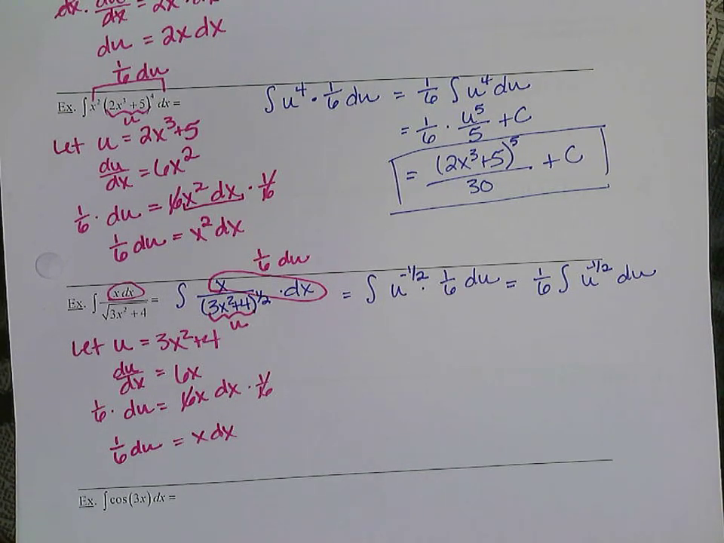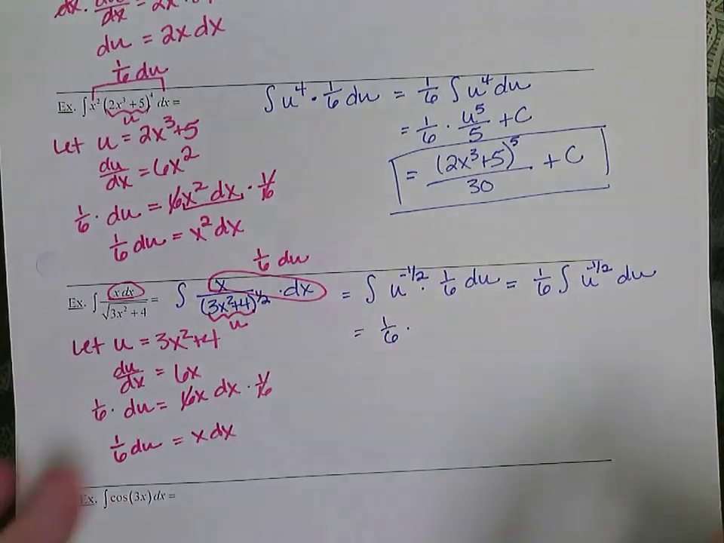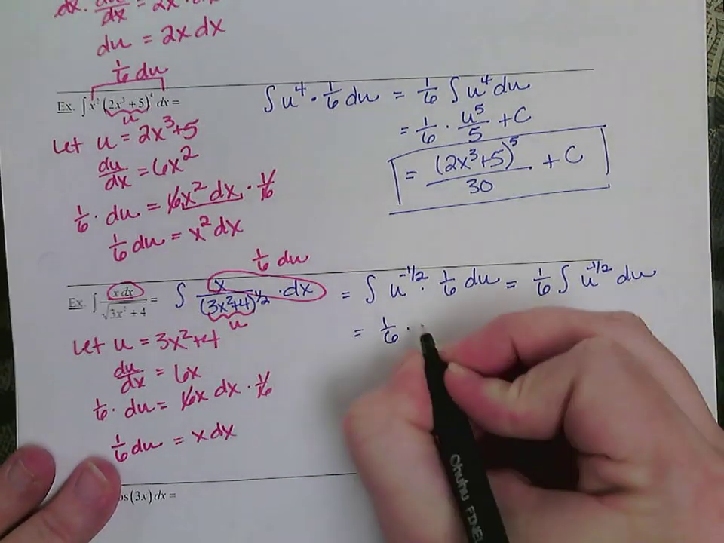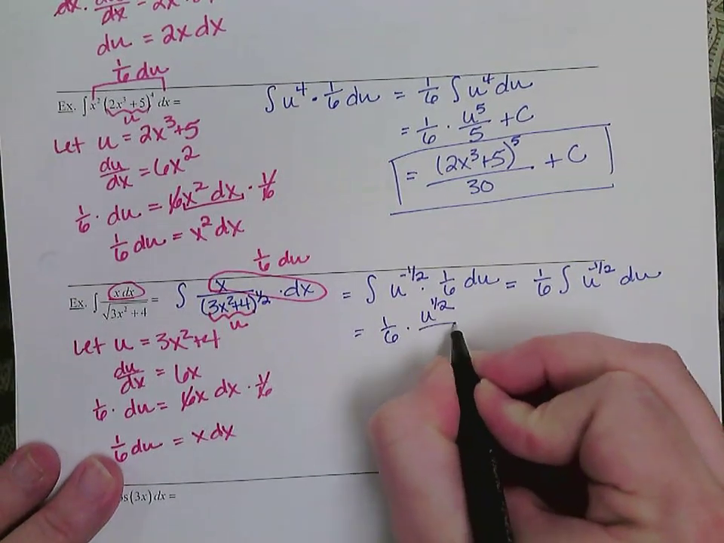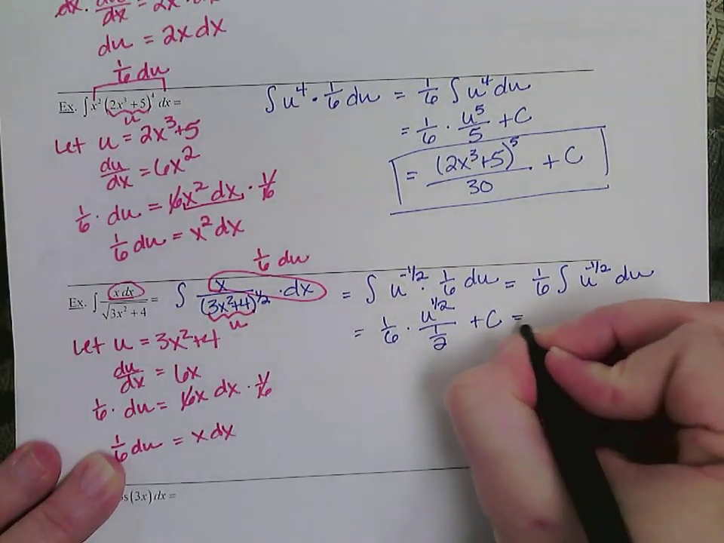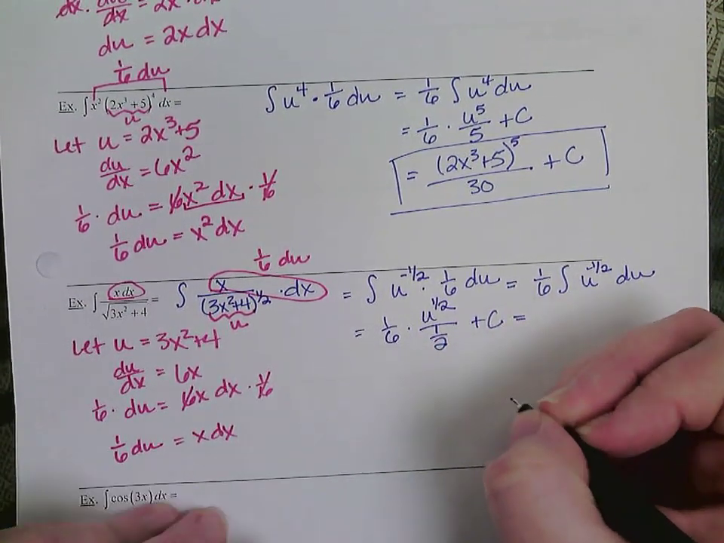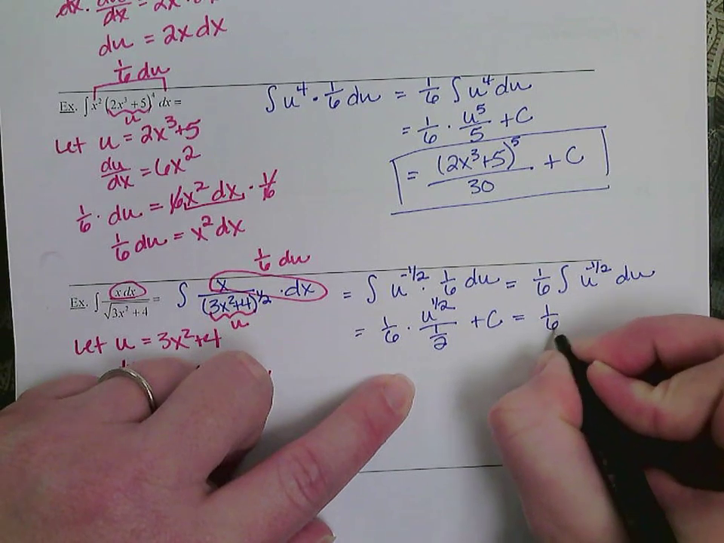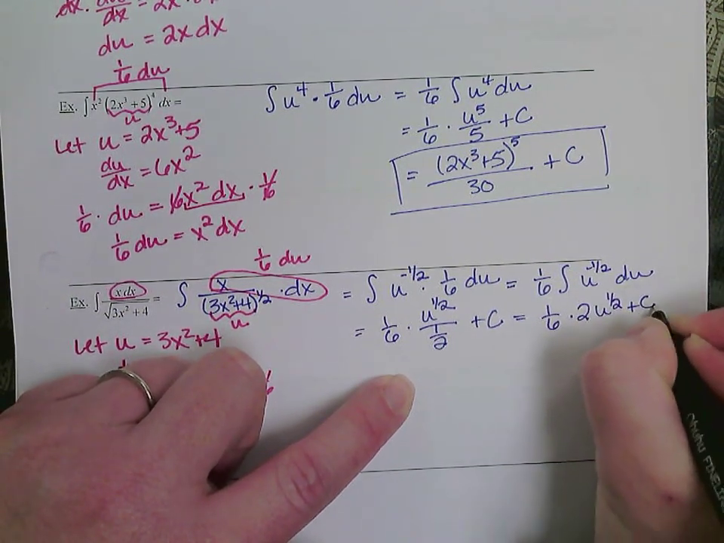Okay, so let's take a look at it. We should leave our constant multiple alone, 1/6 times u to the negative 1/2. I add 1 and I get u to the positive 1/2 divided by positive 1/2, plus c. We said that dividing by 1/2 is the same thing as multiplying by the reciprocal, 2 over 1. So we have 1/6 times 2 u to the 1/2 plus c.